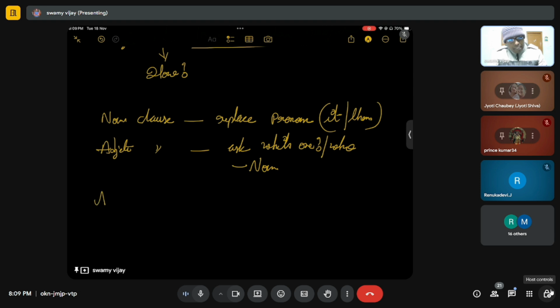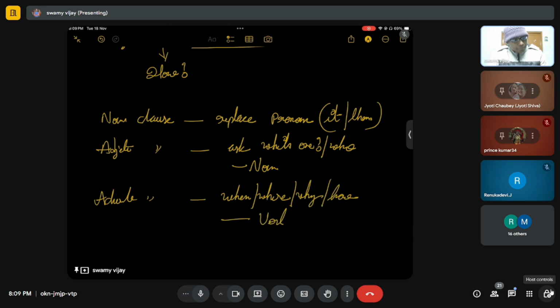Then the last one is the adverb. How to identify an adverb? Ask the questions when, where, why, and how to the verb. And if you get an answer to these questions, then that part of the sentence is called an adverb clause or adverbial clause. Now let us move to the next topic, simple, complex, compound sentences.